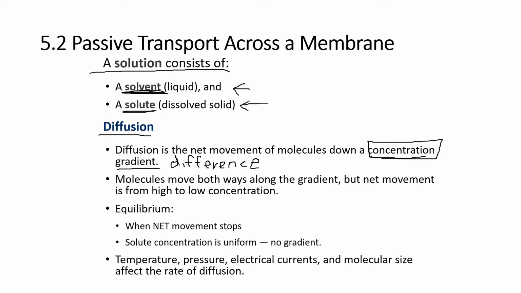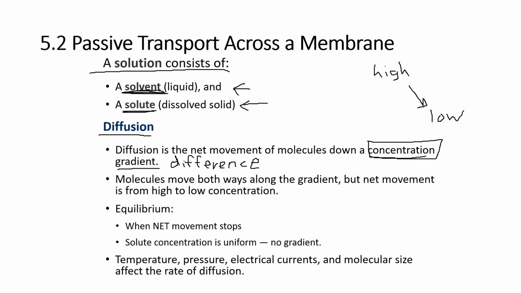So diffusion will happen from an area of high concentration where it is concentrated to an area of low concentration where it's more diluted. And that movement from high to low is due to the fact that molecules like to spread out and be in balance and equilibrium.